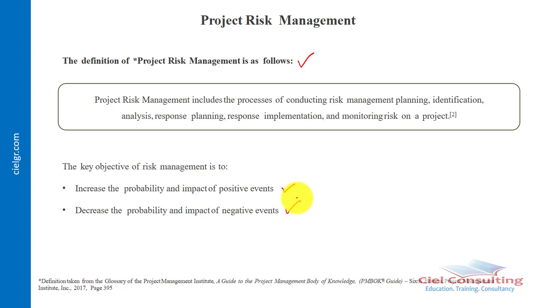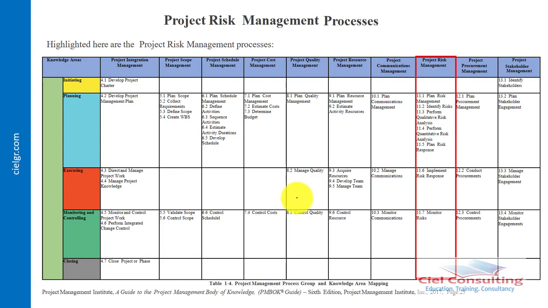This is where we come to the end of part 1 of this lesson on project risk management. In part 2, we shall be taking a look at the processes that we have under project risk management, one after the other, and we shall also talk about their ITTOs, that's their inputs, tools and techniques, as well as outputs. I hope this lesson has been very informative for you.